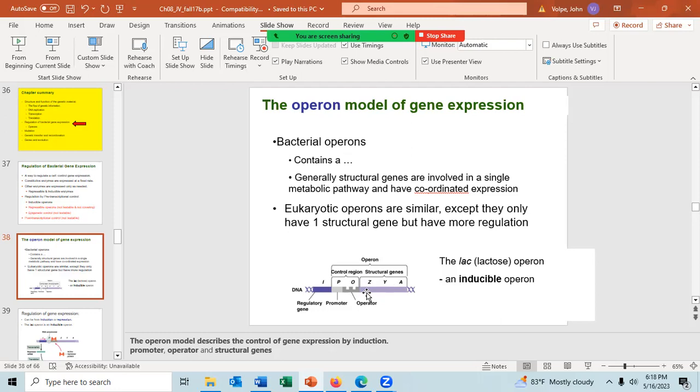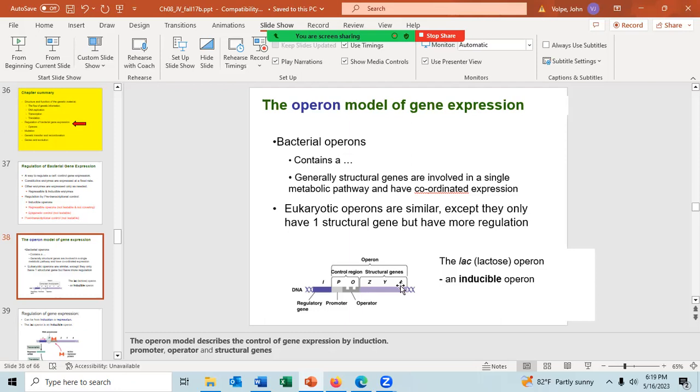So an operon is, in a sense, a supergene, because this is one operon for actually the lactose gene or the lactase gene, and Z is the lactase structural gene, and then the P and the O are controlling regions that control the expression of the lactase gene. Eukaryotic operons are similar to bacterial operons with one exception, and that is a eukaryotic operon only contains one structural gene. Okay, so each eukaryotic operon only contains one structural gene. In a prokaryotic operon, they may contain one structural gene, but they may contain more than one structural gene.